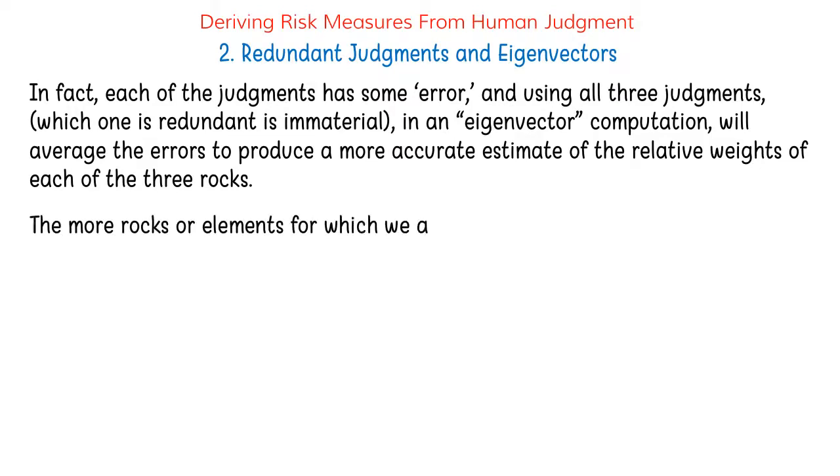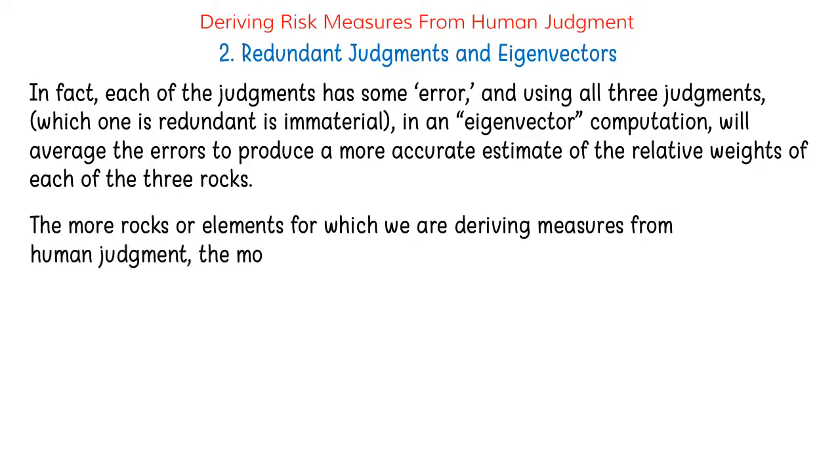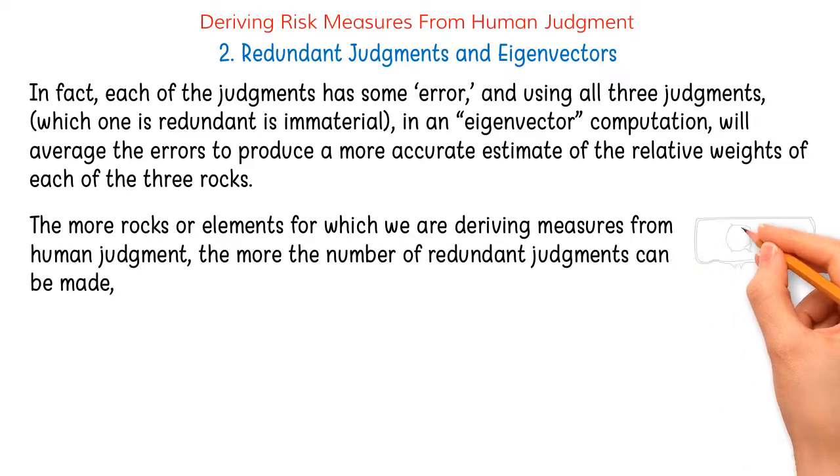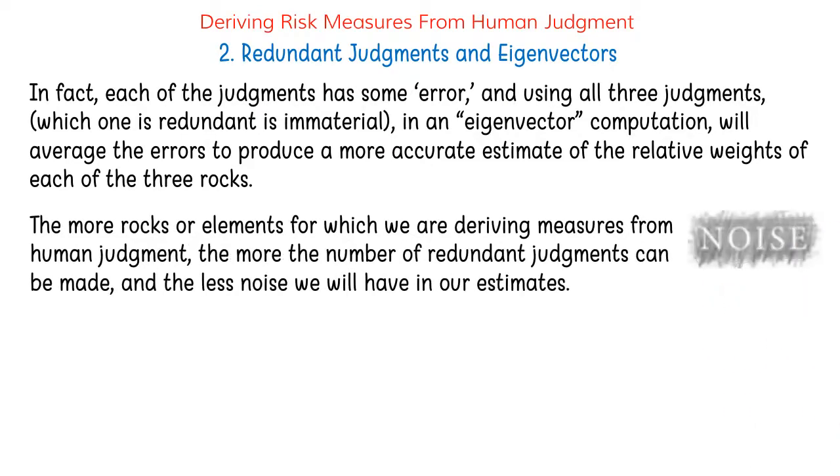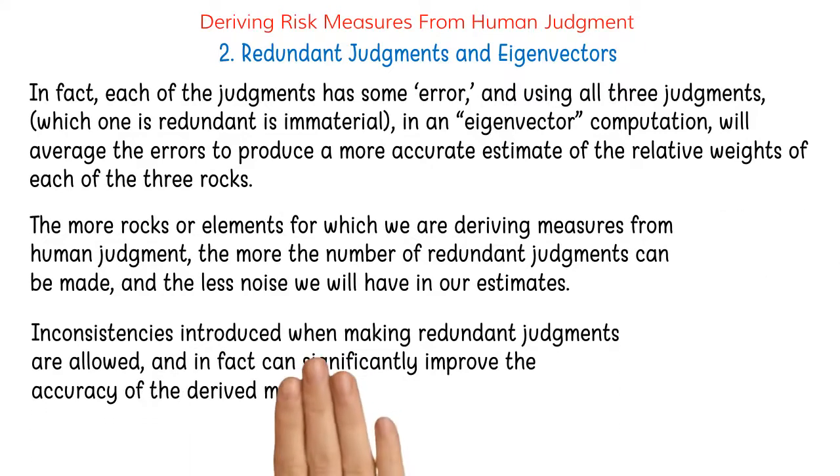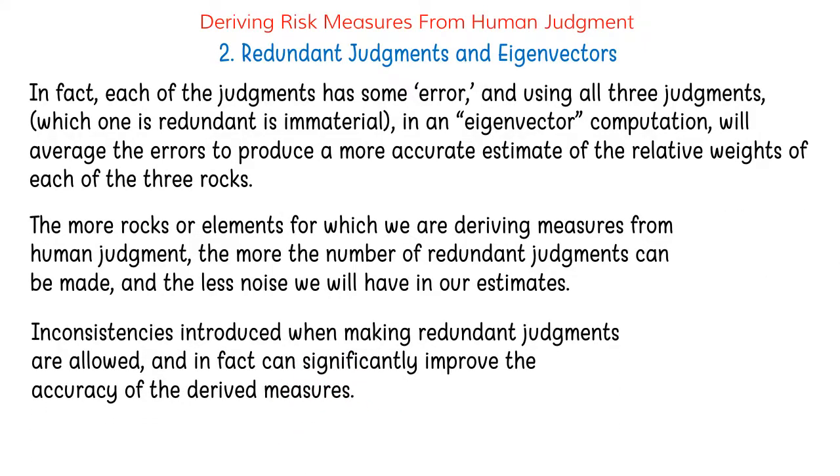The more rocks or elements for which we are deriving measures from human judgment, the more redundant judgments can be made, and the less noise we will have in our estimates. Inconsistencies introduced when making redundant judgments are allowed, and in fact can significantly improve the accuracy of the derived measures.